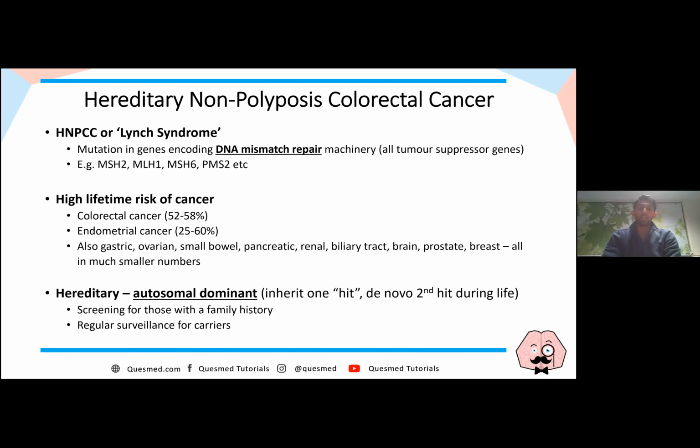Now, if you do have a young patient presenting with colorectal cancer and endometrial cancer, this is the condition that you need to be thinking of. And asking a detailed family history is really important in those cases. And if you get someone who tests positive for Lynch syndrome on a genetic test, you should offer genetic testing to first degree relatives, and they can opt for regular surveillance. So for example, colonoscopy at an earlier time or colposcopy at an earlier time.